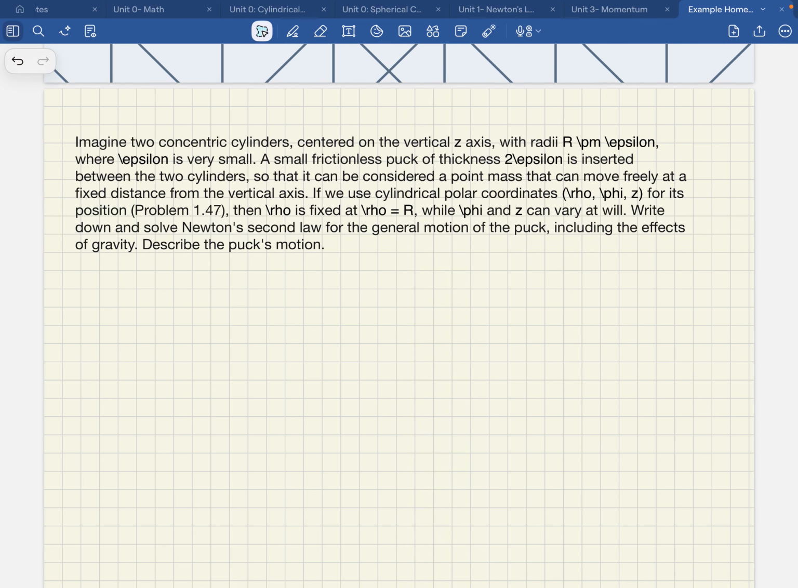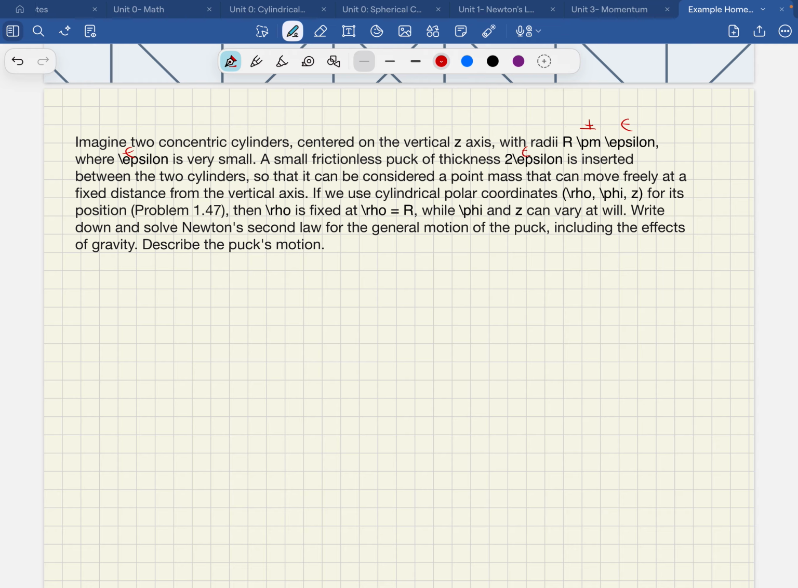Okay, here's a problem I didn't assign for homework. This is from Taylor. The problem says, imagine two concentric cylinders centered on the vertical z-axis with radius r plus or minus epsilon, where epsilon is very small. A small frictionless puck of thickness 2 epsilon is inserted between the two cylinders so that it can be considered a point mass and move freely at a fixed distance from the vertical axis.